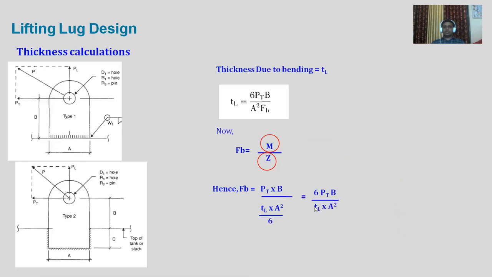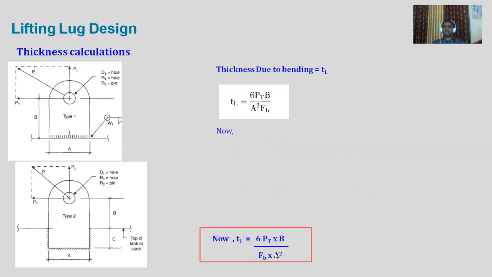Now what do we have to calculate? We want to calculate the thickness, and we are using the allowable stress as the value over here. So TL goes on this side, FB will come on this side. If we rearrange the terms, TL will be equal to 6 PTB upon FB into A square, with FB coming on the downward side. So this is how the equation will look, and this is how we are going to calculate the thickness because of the bending moment.